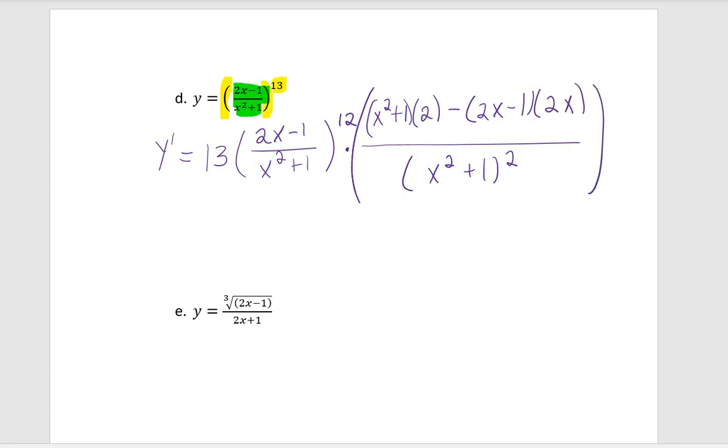Great, so really the hardest part is figuring out which one you do first. Okay, so it's not a bad idea to see how they're clumped together, how the order of operations would tell you to tackle this, and then go from there.